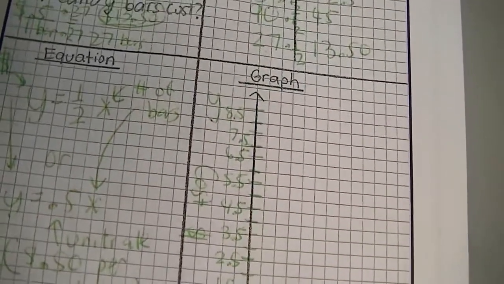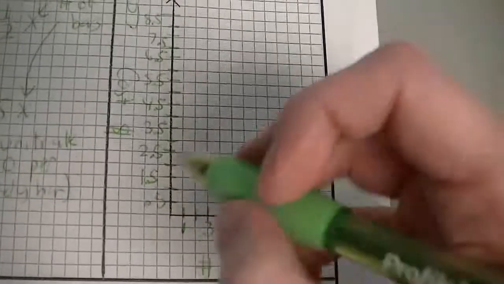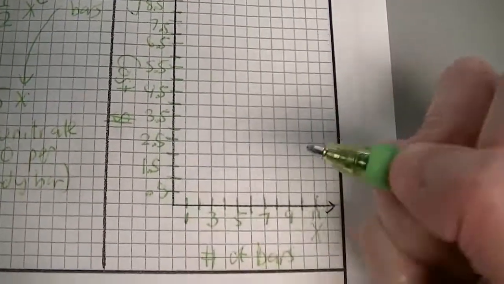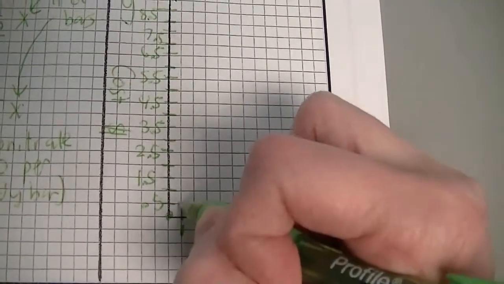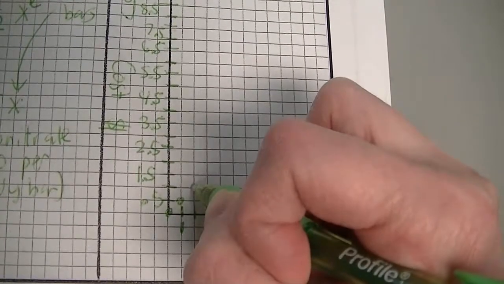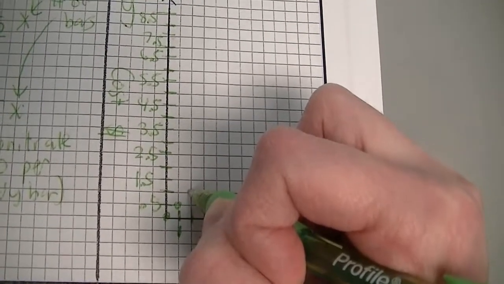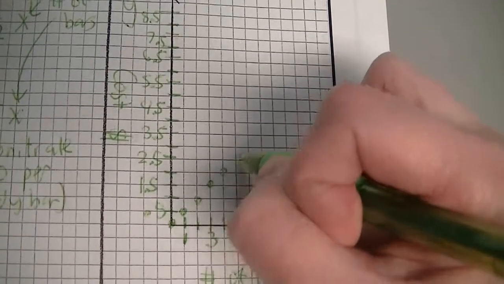Or $8.50. Okay. Now I know that 0 candy bars cost $0. I know that 1 candy bar costs 50 cents. I know that 2 candy bars cost $1. 3 candy bars would cost $1.50, and so on and so forth.